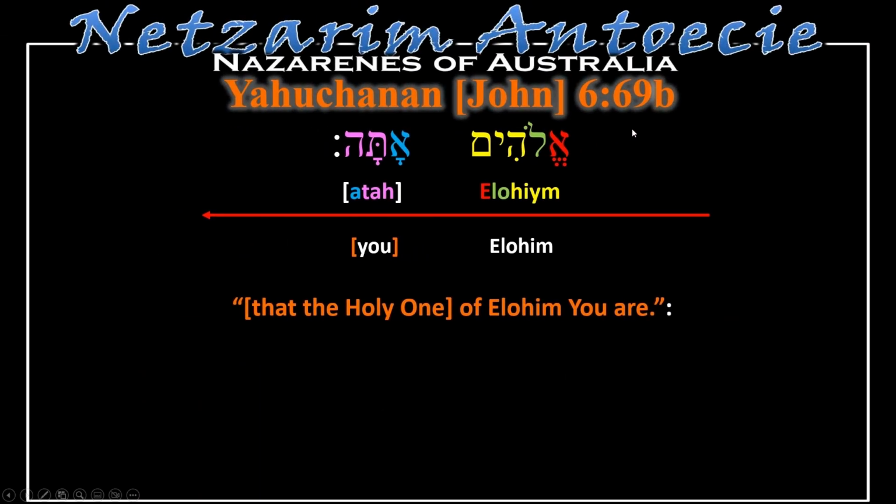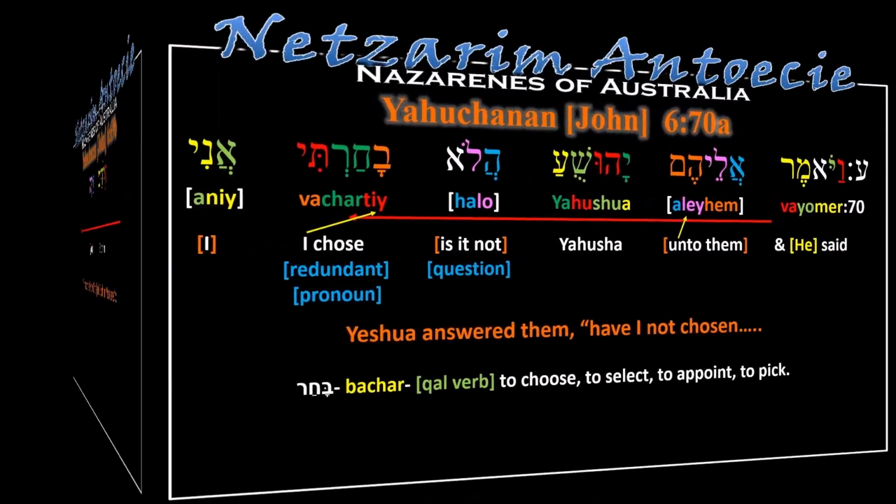And so we come to 69b. We have an aleph, lamed, hey, yod, mem, sofit, aleph, tav, hey. And this one is Elohim. And ata, you. So that the Holy One of Elohim, you are. That's the implication. Elohim, you.